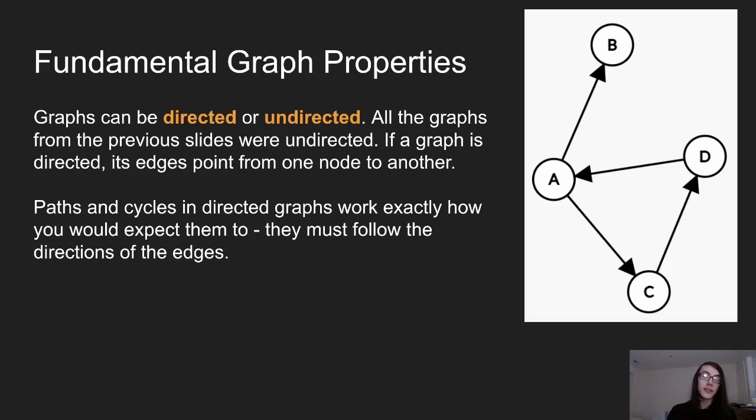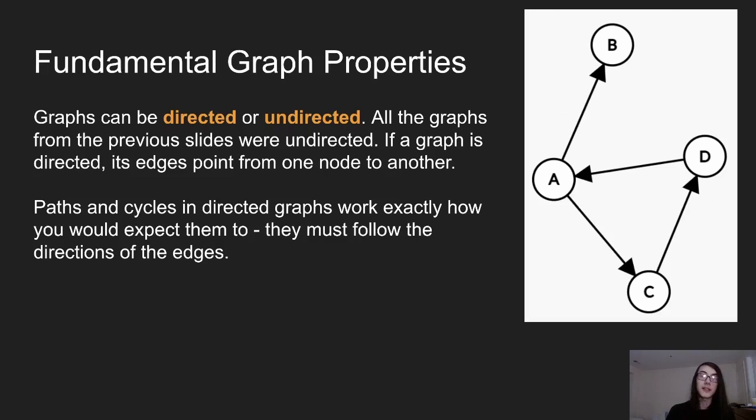The edges of the graph can also have some special properties. For example, a graph can be directed or undirected. If a graph is directed, then all of its edges point from one node to another, and it generally means that you can only move in the direction that the edges point in. And paths and cycles in directed graphs work exactly how you would expect them to. You can only take paths and cycles that follow the directions of the edges. So you can't have a path or cycle that goes backwards along an edge. They all have to go forward.